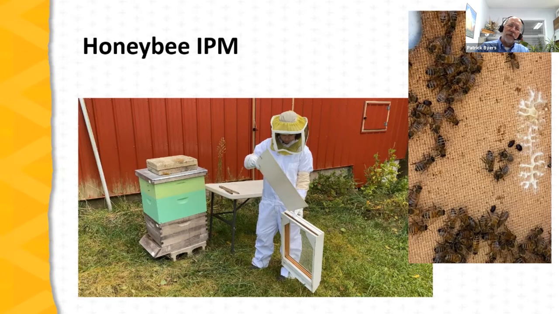The second picture over shows small hive beetles. Those are the small dark beetles that are there amongst the bees. High enough populations of small hive beetles can be disruptive to a beehive. And there are various ways that we can manage small hive beetles without using pesticides in the hive.